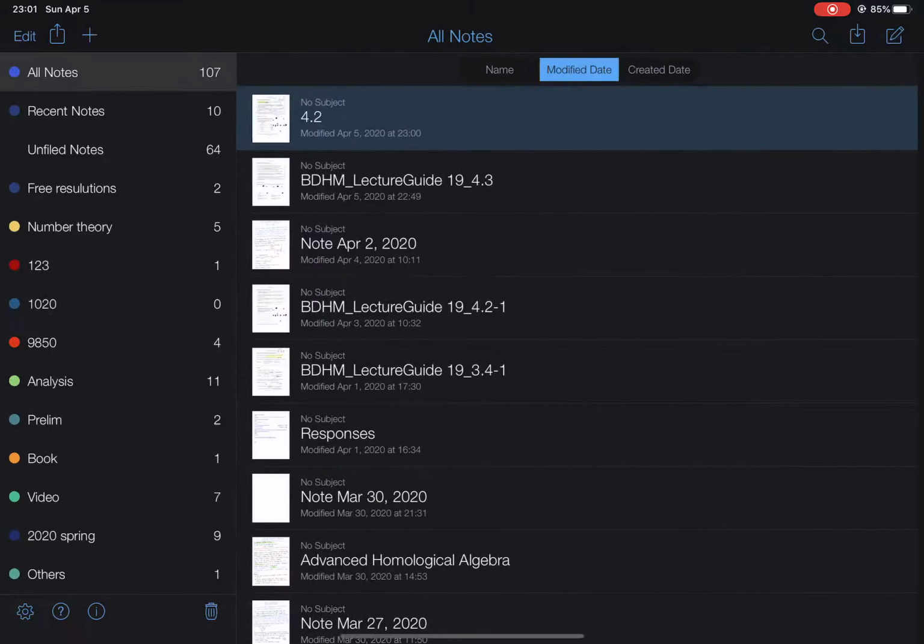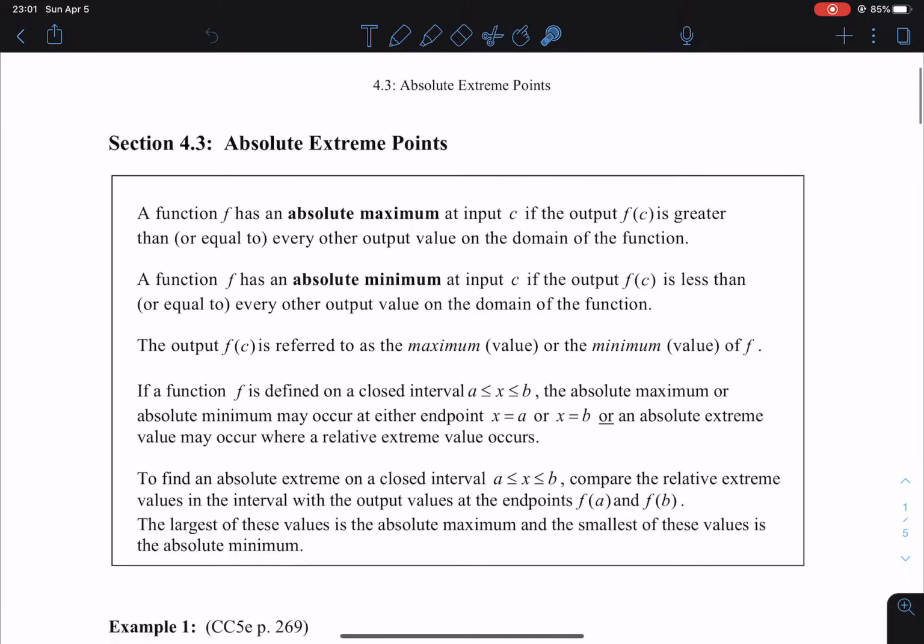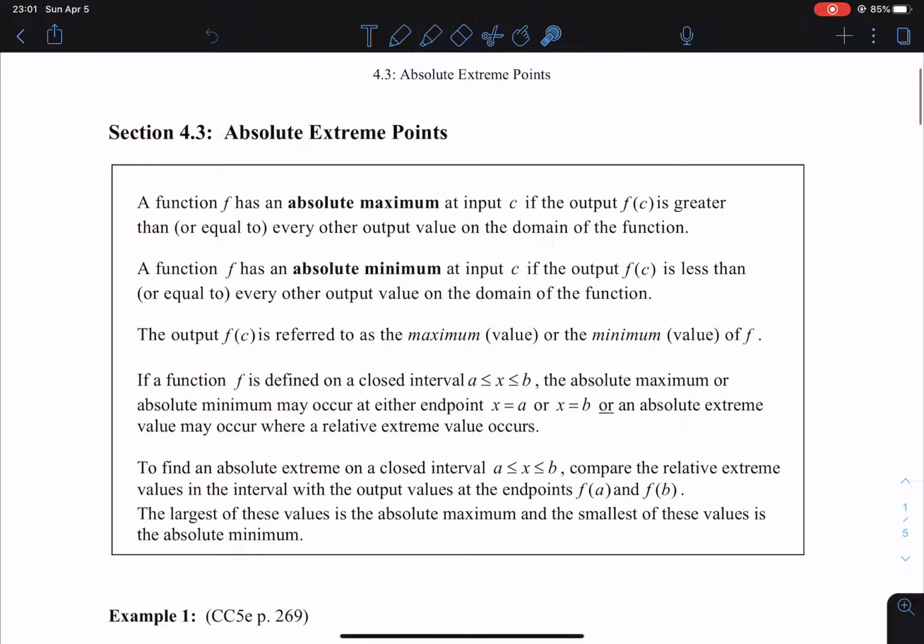So next, let's go to section 4.3. So 4.3 is a new definition which is similar, but on the other hand, they're different.